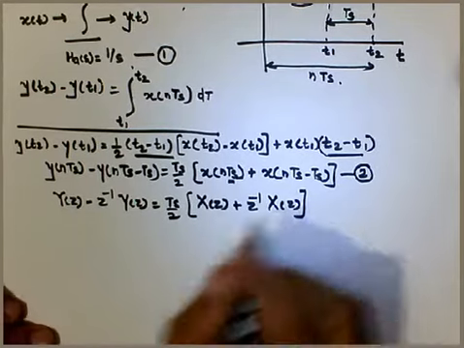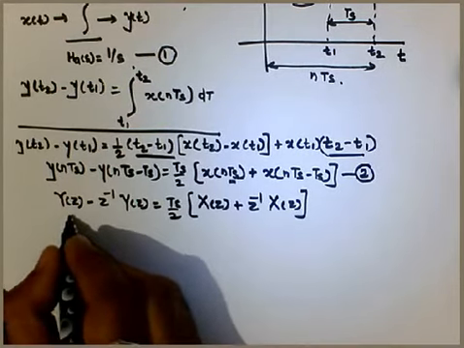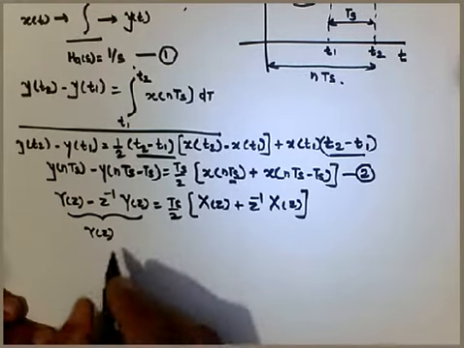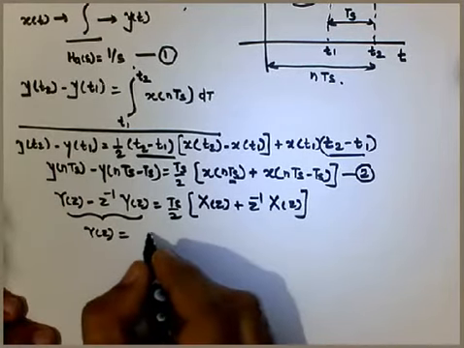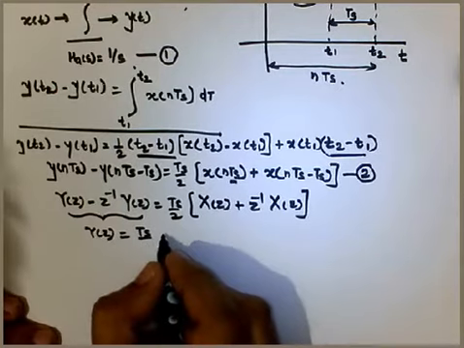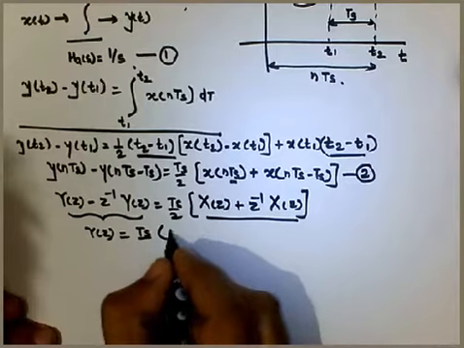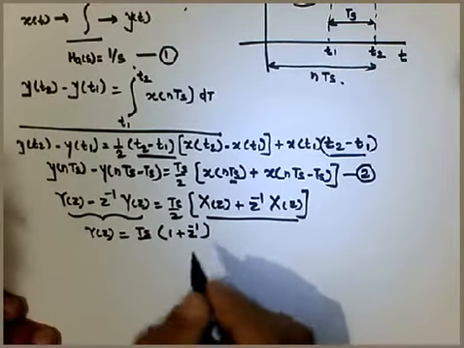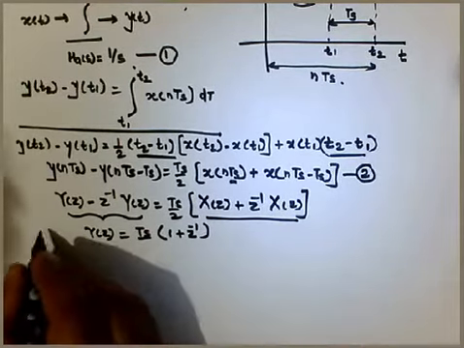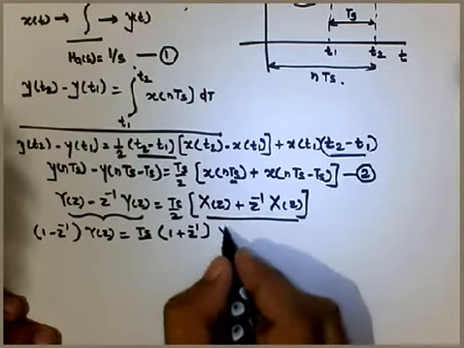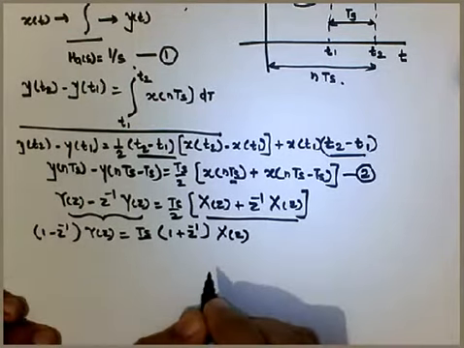Now on solving this, by taking 1 minus z inverse common from this term, it will become y of z times 1 minus z inverse, and this is equal to Ts by 2. I will take x of z common from the other terms, so the remaining term will be 1 plus z inverse. So this is how it is simply rearranged.